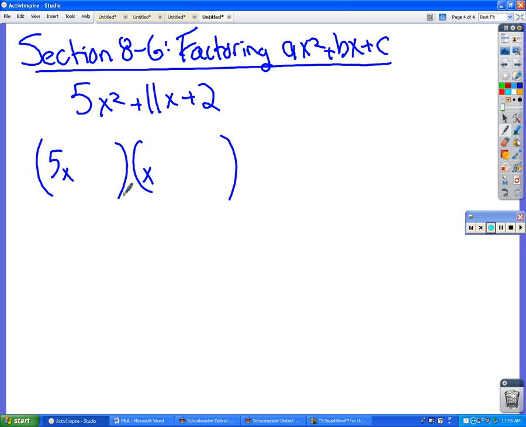The way to figure out what these numbers are changes a little bit, because if you think about how you FOIL, when I do the outside terms together, it's going to be 5x times this thing over here instead of just x times that thing over there, so that's going to change things up. So here's how you do it.